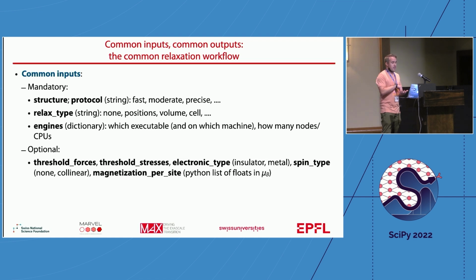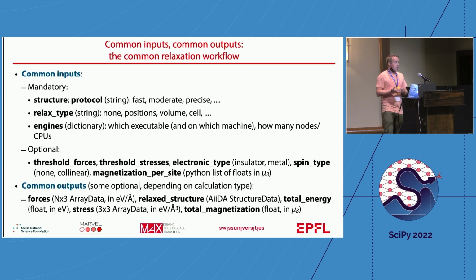Then we also standardize a set of optional but standard metadata inputs. So things like thresholds for forces and stresses, the electronic type, if you know it's an insulator or metal, the spin polarization, if you want to use magnetic systems, and in case you want to study an anti-ferromagnetic material, you can already specify in a common way for all these codes how to specify the initial magnetization per site.